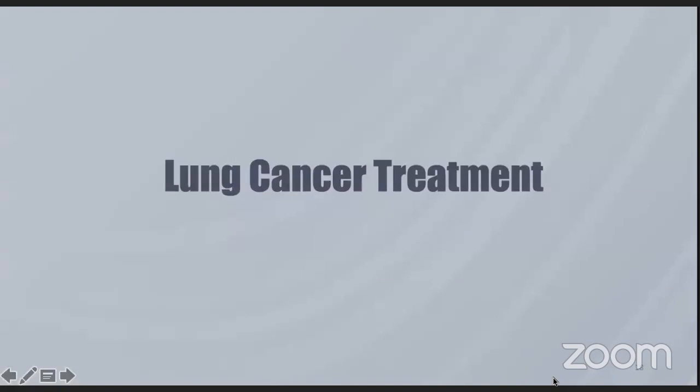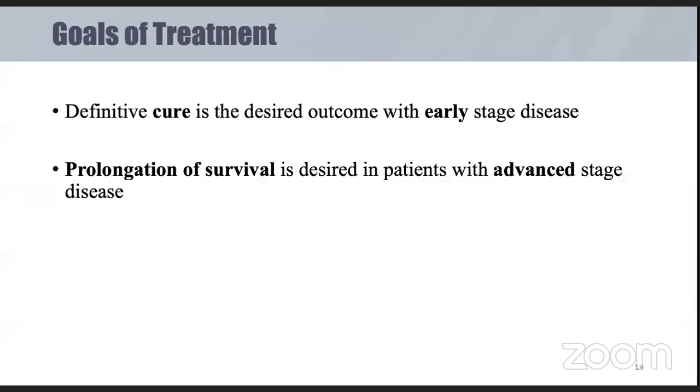Now we will move to lung cancer treatment. Initially, when we start making a treatment plan for lung cancer patients, we should focus on the goals of treatment. It's vitally important to know our goals of treatment. For early stage disease, our primary goal will be curing the patient. This is our hope, to try to cure the patient. But unfortunately, this is not the case in advanced stage. In advanced stage, our goal shifts toward prolongation of survival.